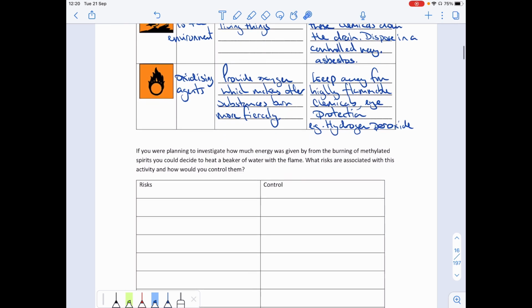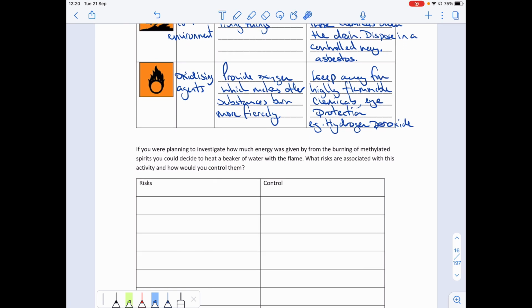And the final one, we mentioned earlier on, are chemicals that are oxidizing agents. So you can see we've got an O with some flames coming off. These release oxygen, which allows other substances to burn more fiercely. So if we have any chemicals that are flammable, we have to keep these away from them, because the oxygen they release would cause the highly flammable chemicals to burn even more. Eye protection is going to be worn. An example of a chemical that has this warning is hydrogen peroxide.